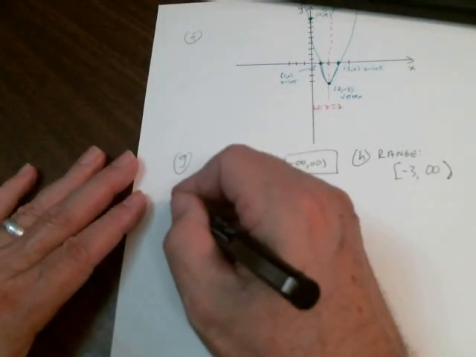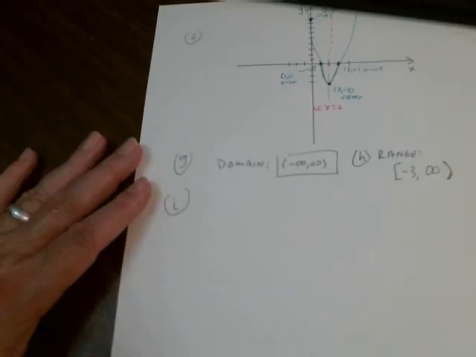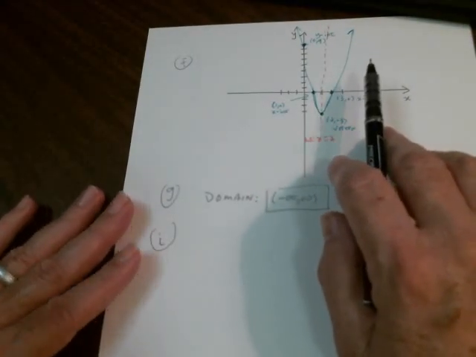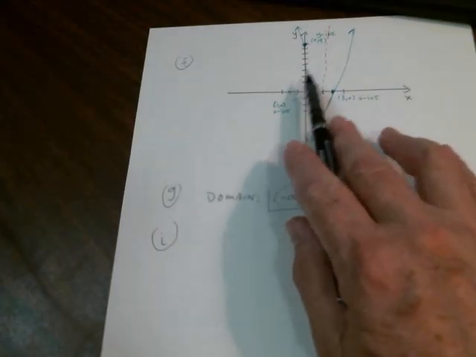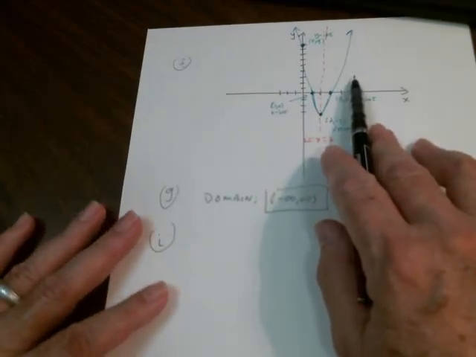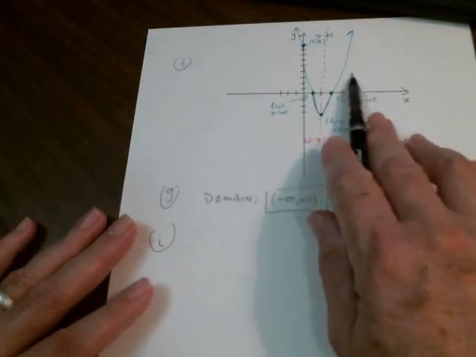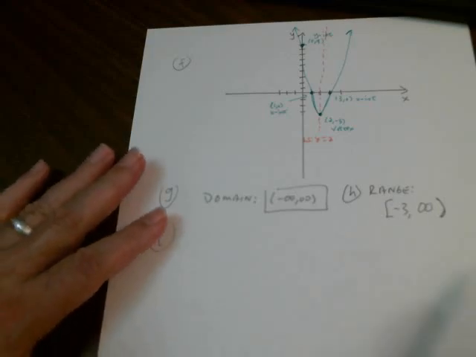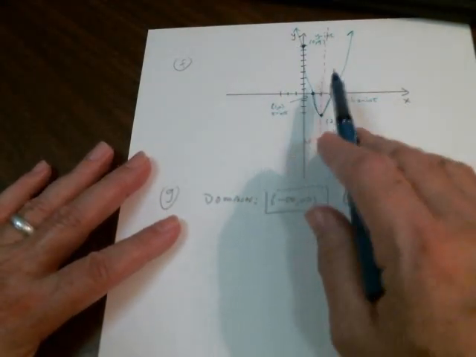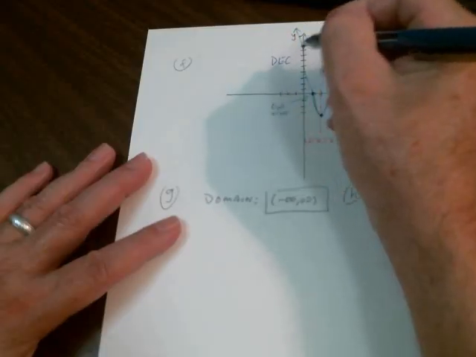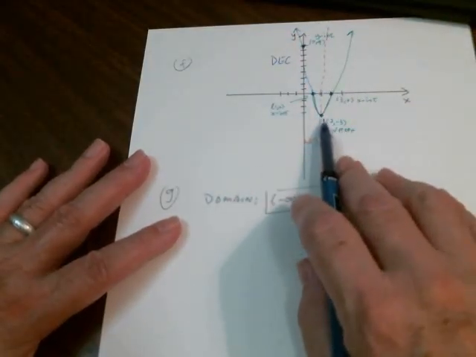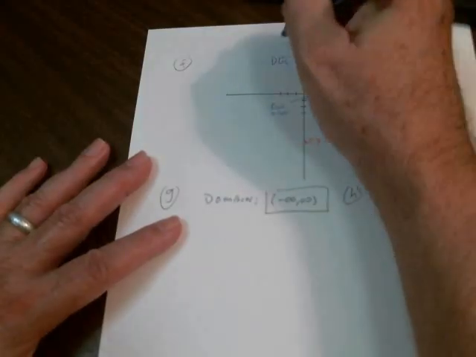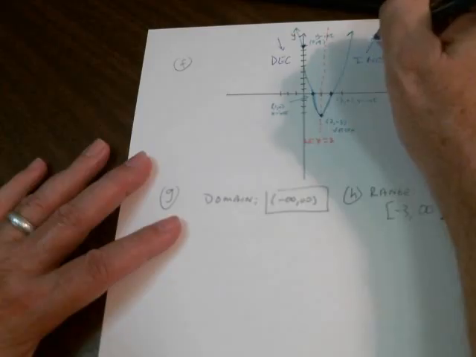Part I was identifying intervals where the function is increasing and decreasing. Parabolas are pretty stable things. You either have a story of decreasing, increasing, or increasing, decreasing. Here we have a decreasing, increasing story because as we come from the left going right, the graph is going down. So that's called decreasing. And after we get to x equals 2, the graph goes up. And that's called increasing.